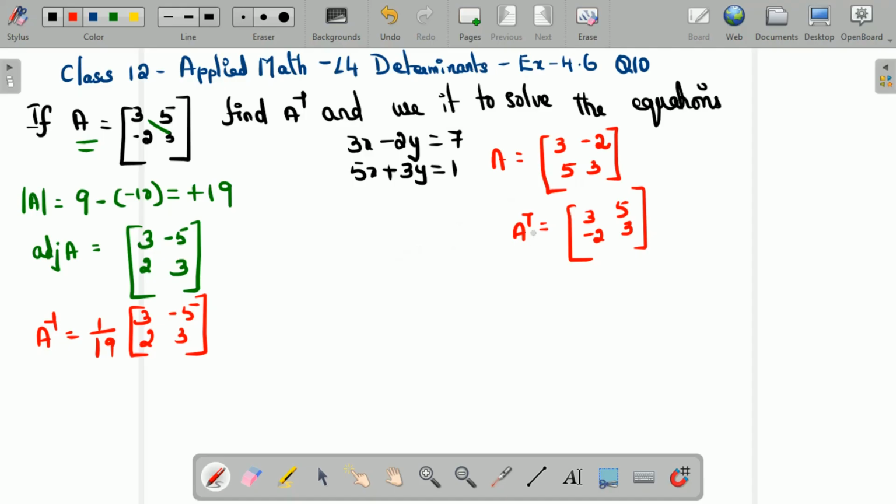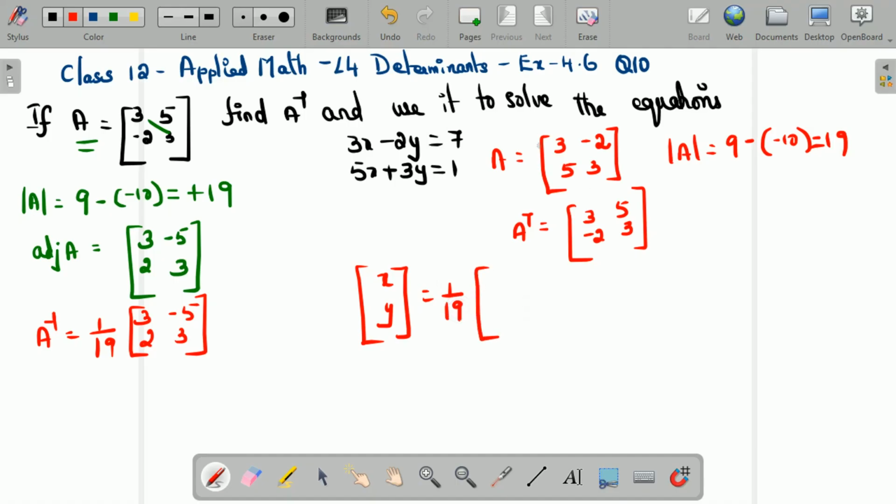Now let's find out. We already know the A transpose determinant. So in this case, the determinant of A is going to be again 9 minus of minus 10, which is going to be equal to 19. Now let's find out xy, because there are only two variables, so this is going to be equal to 1 by 19 of, and remember we need to write the adjoint of this. So when you write the adjoint, this will become 2 and this will become minus 5.